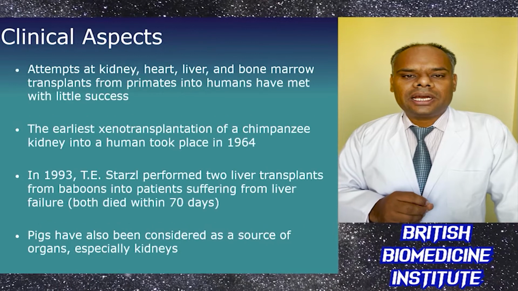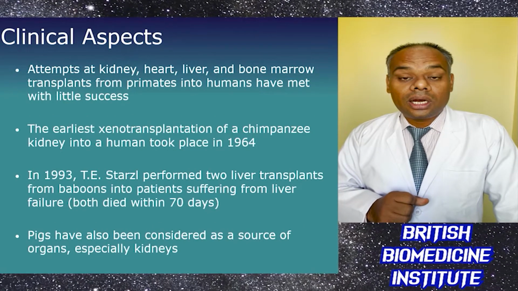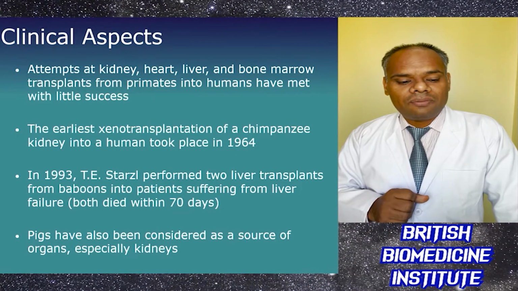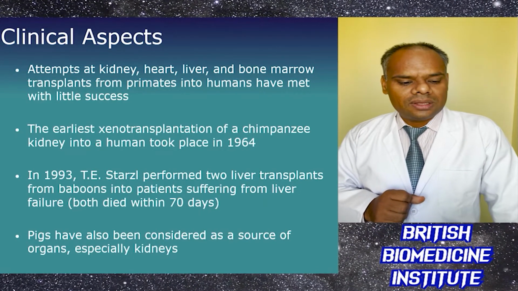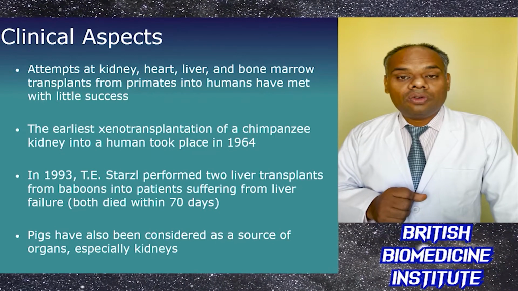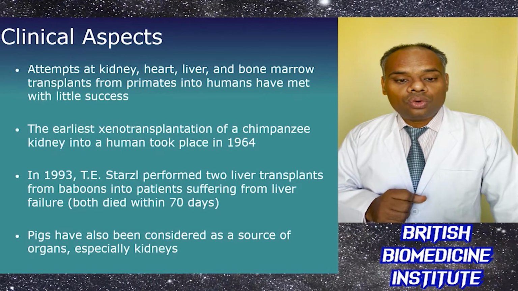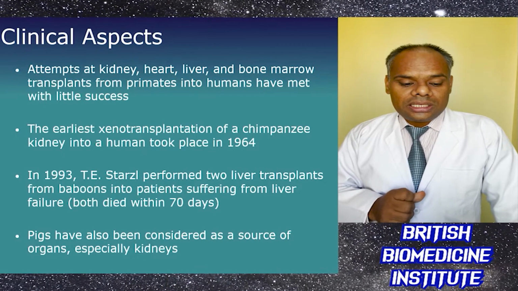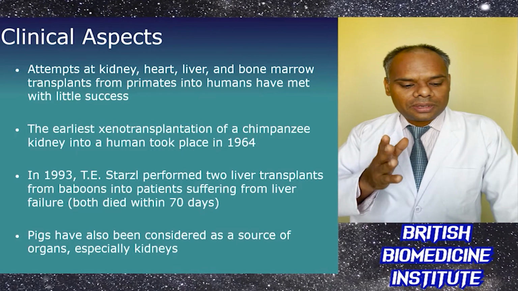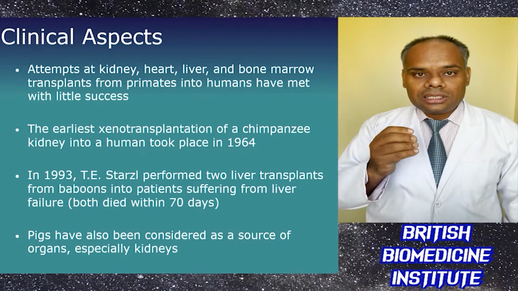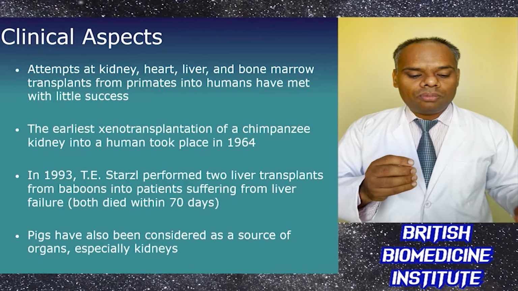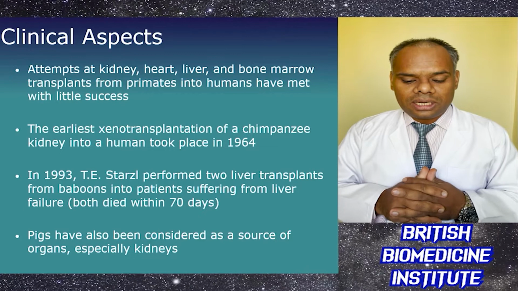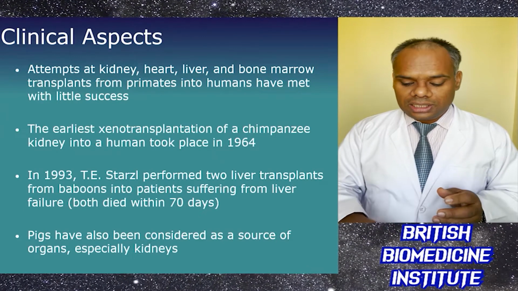Clinical attempts like kidney, heart, liver, and bone marrow transplants from primates into humans have met with little success. The earliest xenotransplantation of a chimpanzee kidney to a human took place in 1964. In 1993, T.E. Starzl performed two liver transplants from baboons into patients suffering from liver failure. Both died within 70 days. Pigs have also been considered as a source of organs, especially kidneys.